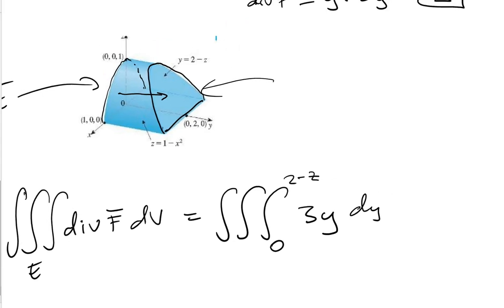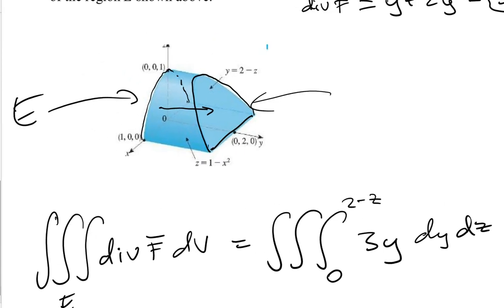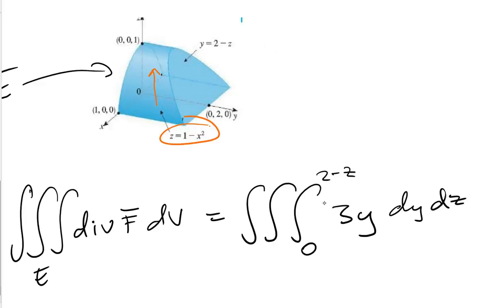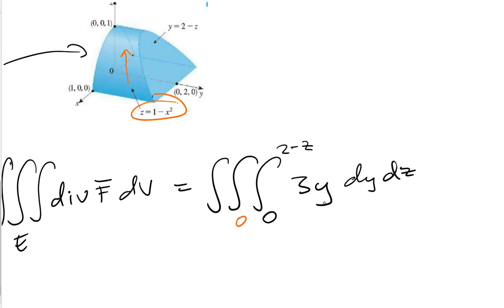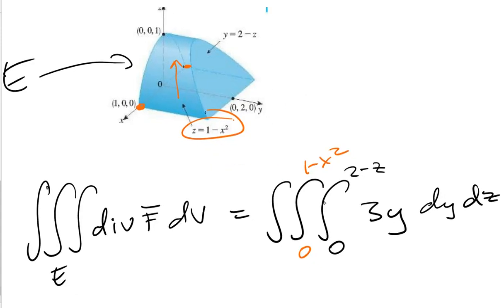Now we'll do z, dz. z goes from the bottom, so z goes from 0 to 1 minus x squared. And now, what does x go from? Exactly, so it goes from -1 to 1.